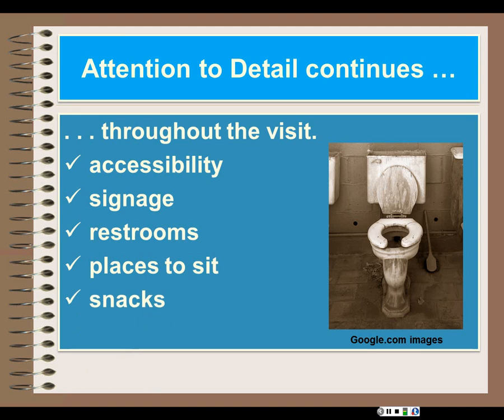Snacks. Some people are diabetic. Some people are going to need some place to go for a snack because maybe their sugar is running low. There are all kinds of things. So that's very important also to consider for visitors.